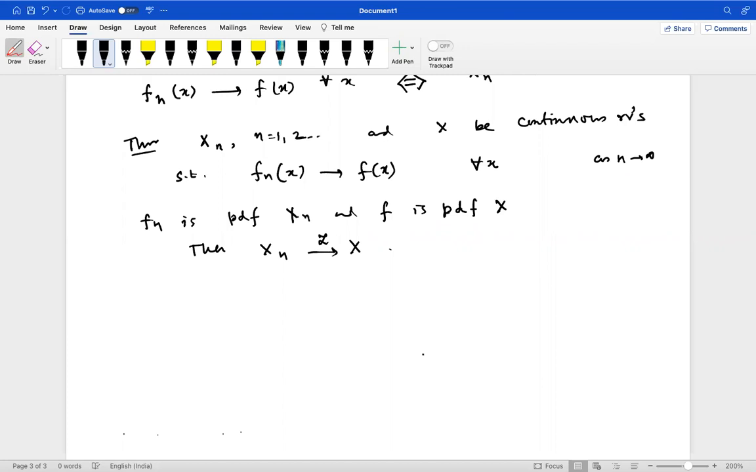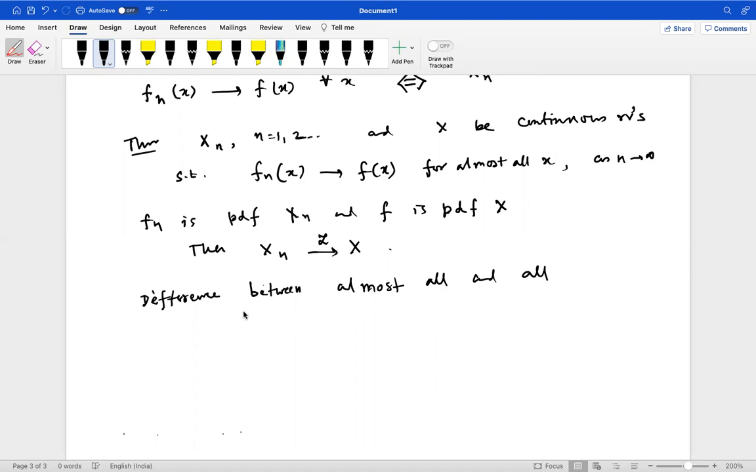But it is not true for all x. It is actually for almost all x. So what is the meaning of "for almost all x"? What is the difference between almost all and all? So this is the difference between almost all and all.